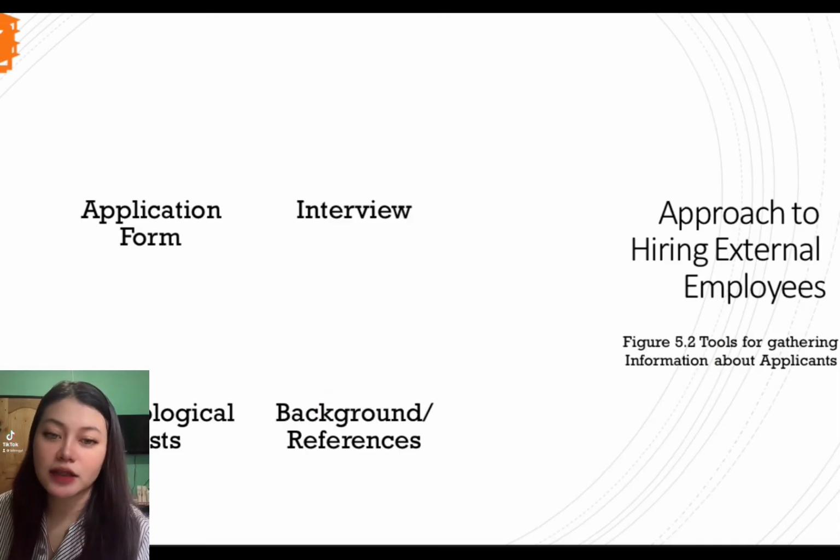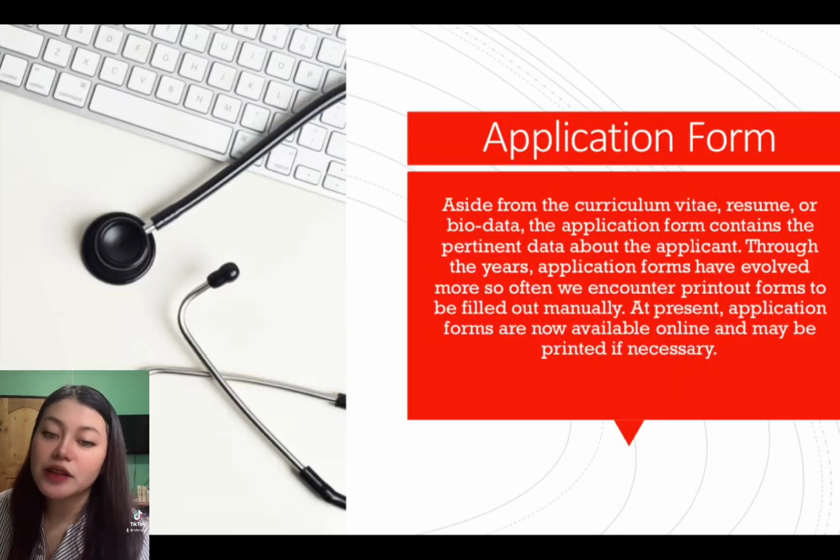Approaches to hiring external employees. The tools for gathering information about applicants are: number 1 is application form. It is a paper that you can fill out to apply for a job. Personal information, education, work experience, and employment histories are typically included of an application form.